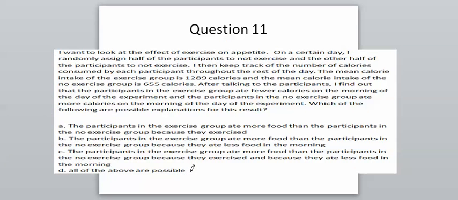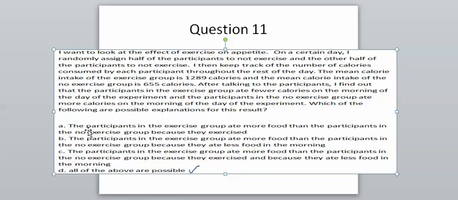So what this is getting at is that when you have a confounded experiment, it could be that you have an effect of the independent variable, an effect of the confounding variable, or an effect of both the independent variable and the confounding variable, and you don't know which of those three possibilities is correct.